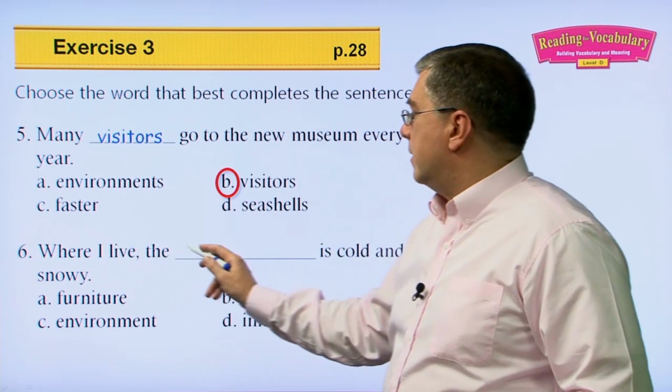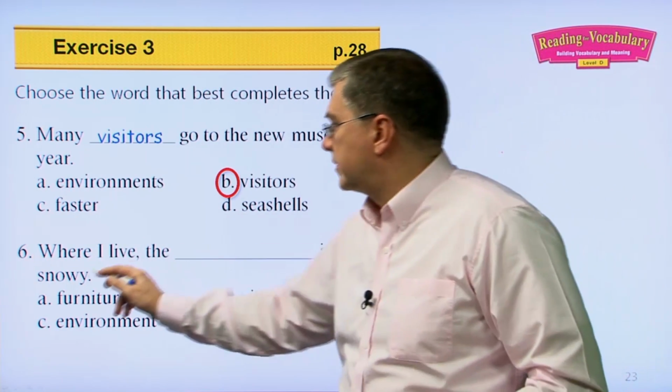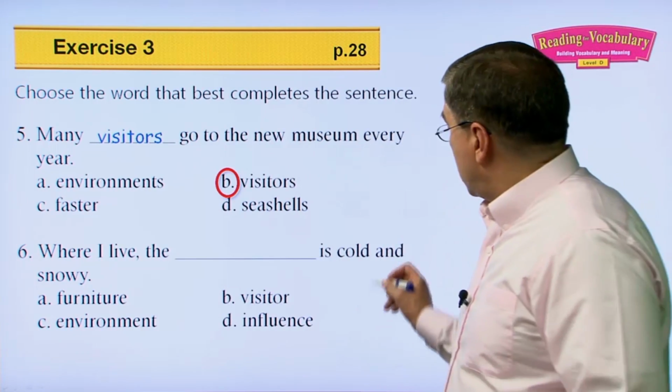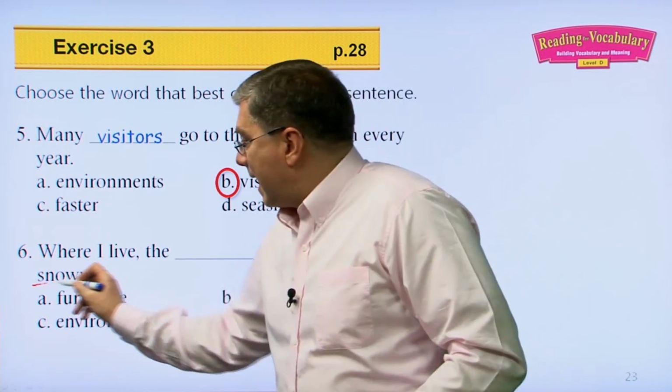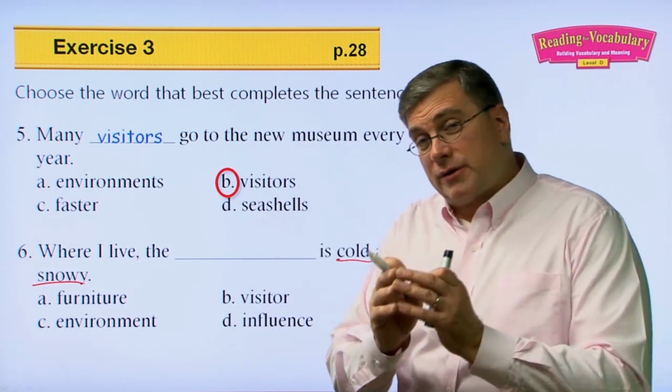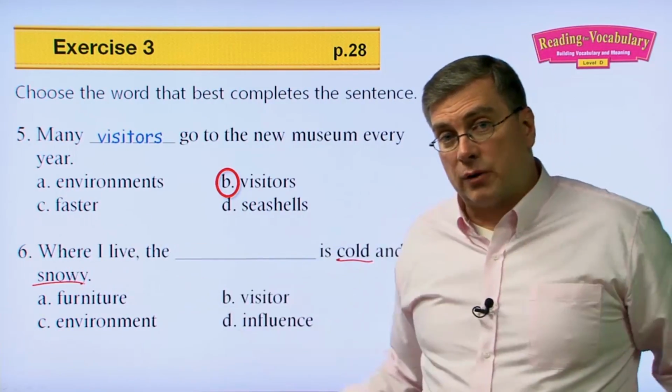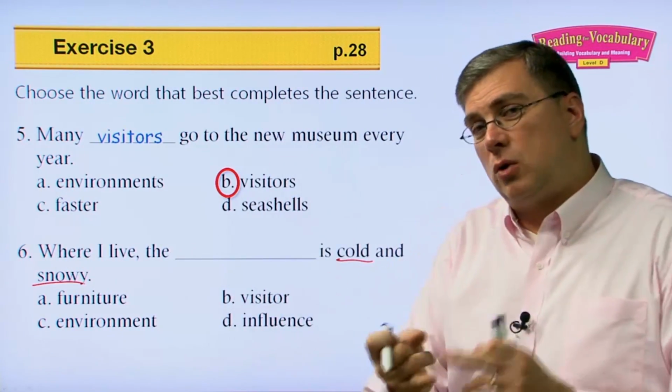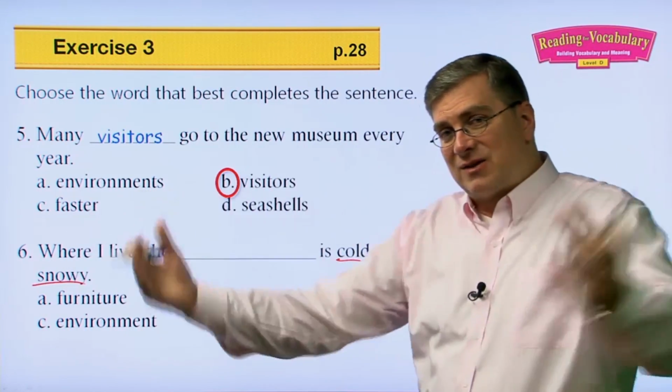Where I live, the beep is cold and snowy. So we're talking about the area around you. It can also be just around you or around your house. It's the area in which you live that is cold and snowy. That's the space that surrounds you.